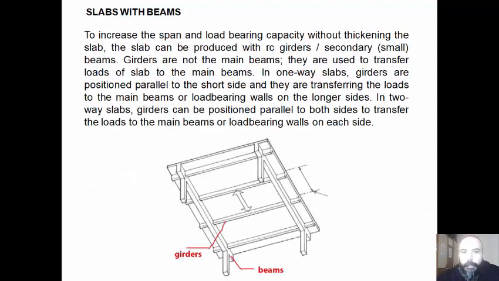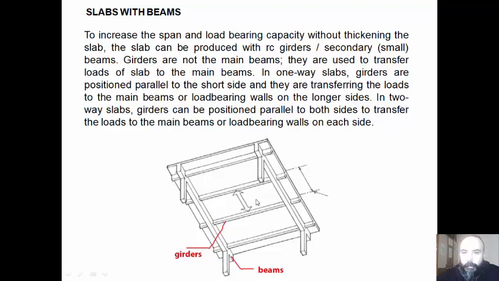To increase the span and load-bearing capacity without thickening the slab, it can be produced with reinforced concrete girders or secondary small beams. Girders are not the main beams. They are used to transfer loads of the slab to the main beams.